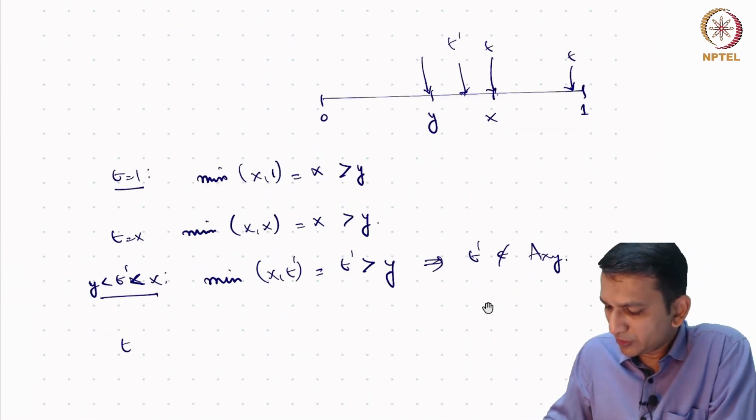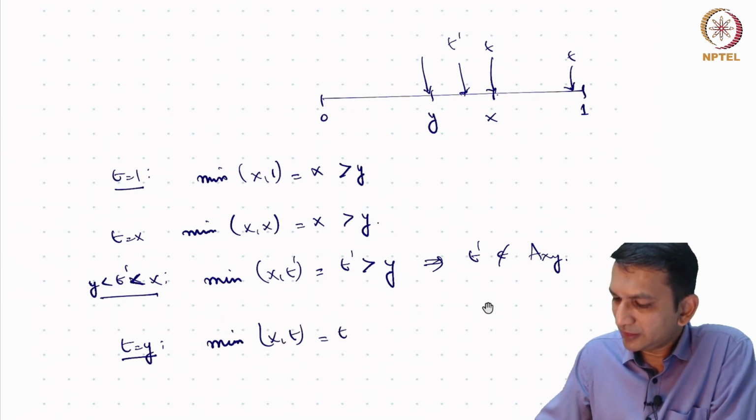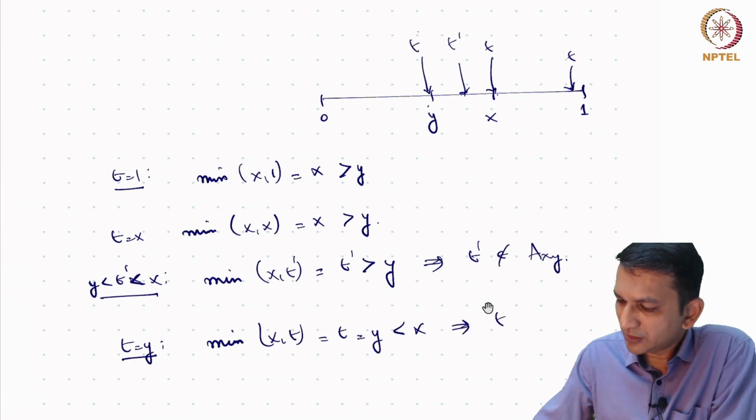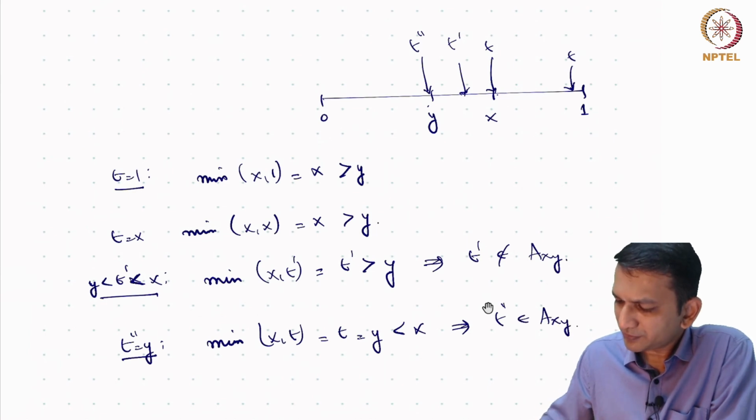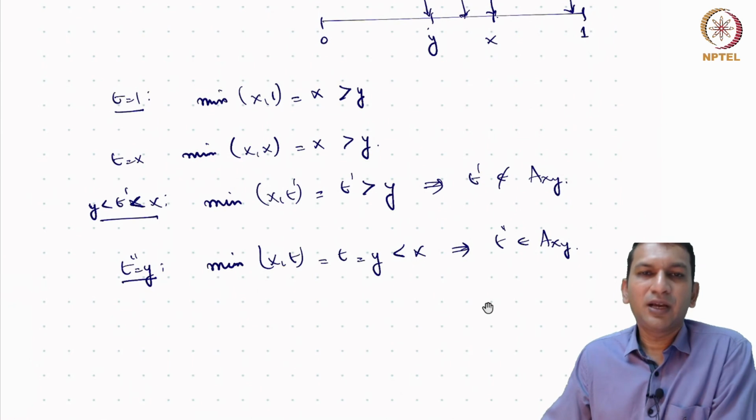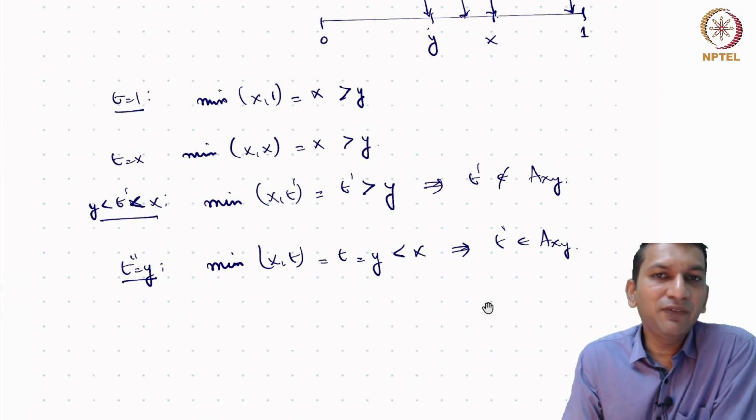What if my t is equal to y? Well, the minimum of x comma t is now t, because t is equal to y and y is actually smaller than x. This implies, I probably put this as t double dash, that t double dash belongs to Axy. Now, we know that the moment a particular value of t belongs to Axy, every value below that, so the entire interval 0 to t double dash, will belong to Axy.